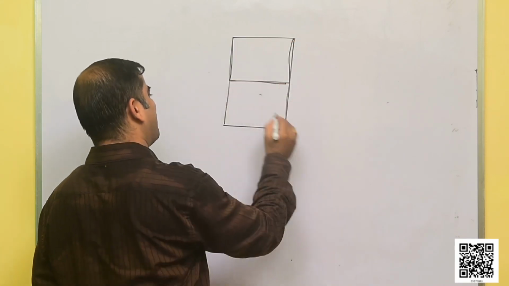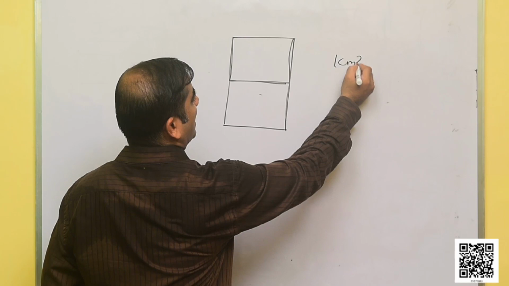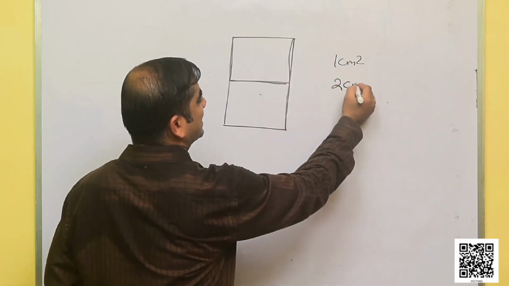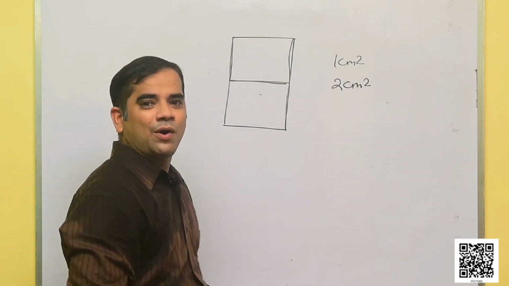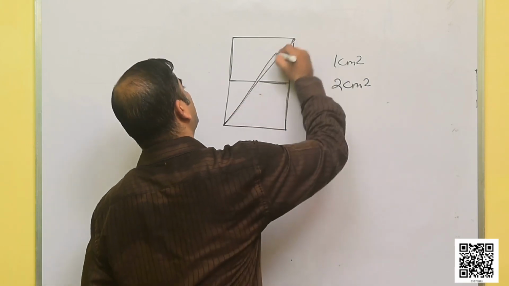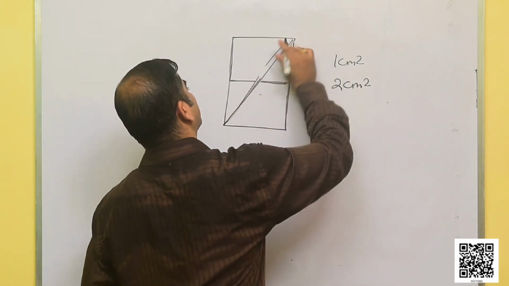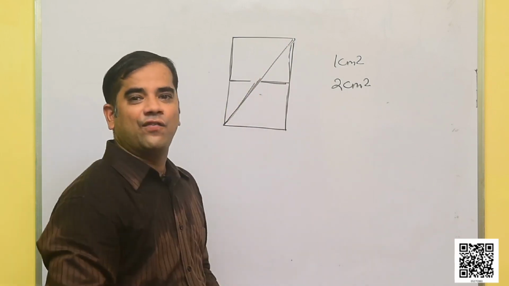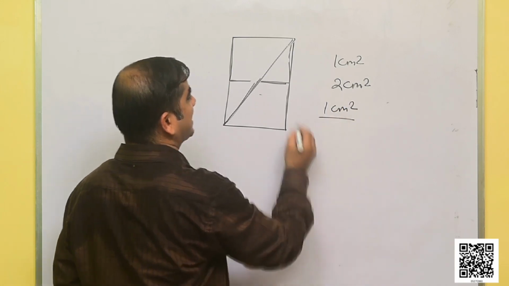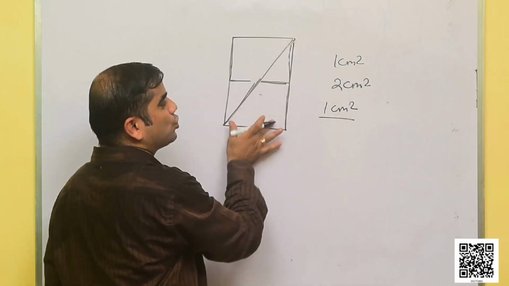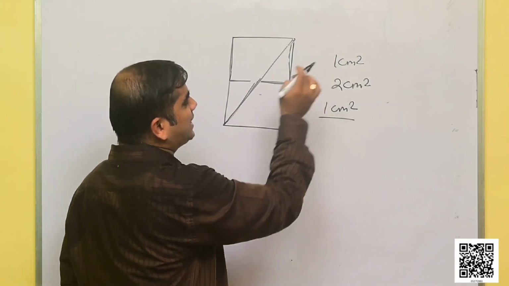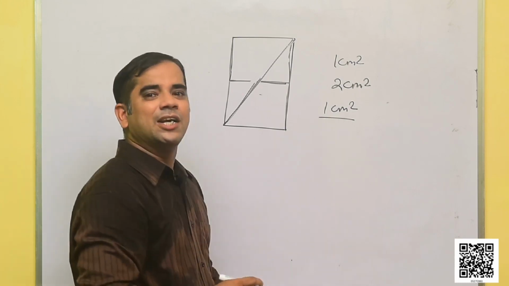Assume each square has an area of 1 centimeter square. So the total area of this rectangle is 2 centimeter square. Now it is divided into two same triangles. So the area of each triangle will be 1 centimeter square, as the rectangle is divided into two same triangles.